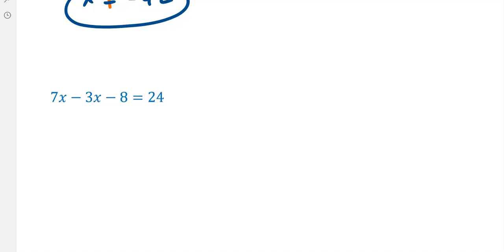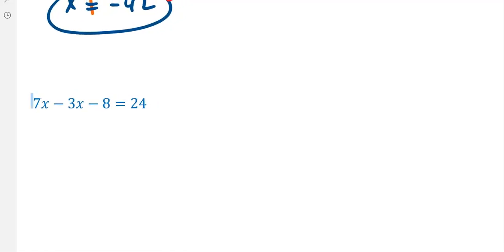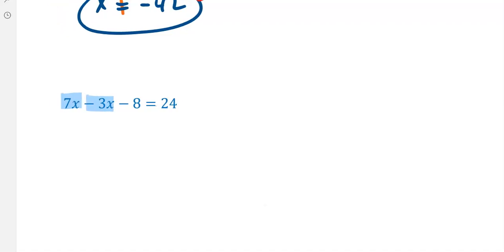7x minus 3x minus 8 equals 24. There's no distribution, but we do need to combine like terms. See, we have 7x and -3x. Those are like terms that must be combined. Combine like terms. So 7x combined with -3x is 4x minus 8 equals 24.